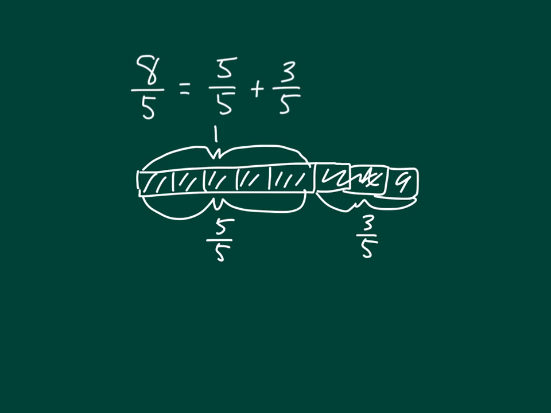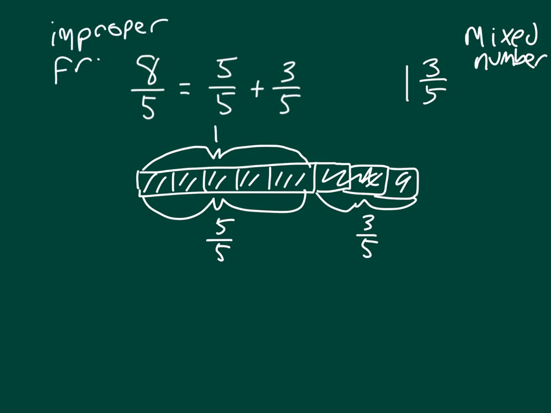We can also write 8/5 then as 1 and 3/5. We call this here a mixed number. And when we have our numerator bigger than the denominator, whereas we're over 1 there, we call that an improper fraction. And those are some of the terms that I will continue to use as we are working with fractions and learning more about them.